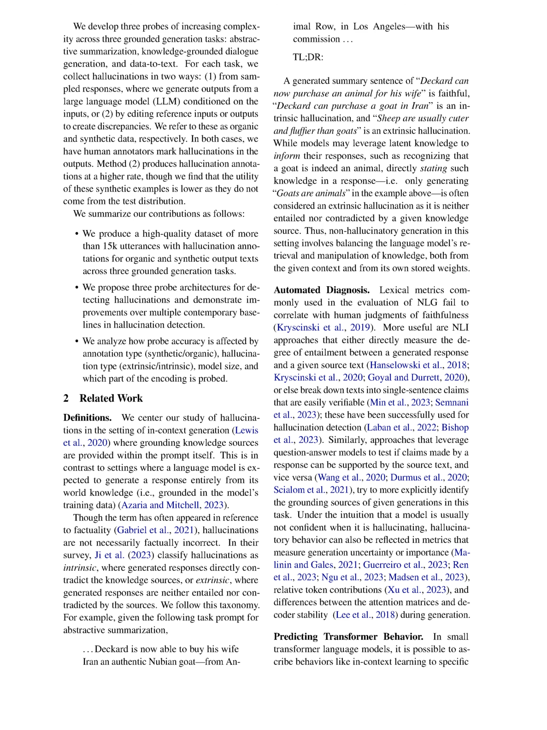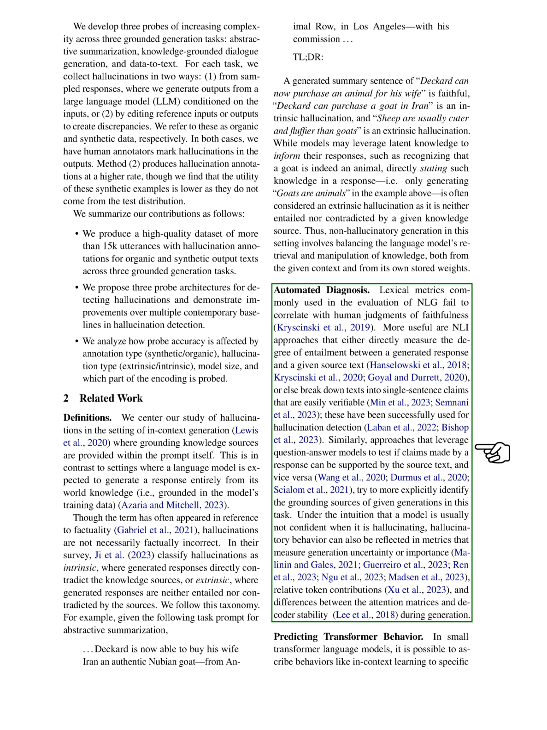Section Summary. In this section, the authors investigate whether language models can detect when they are generating hallucinations. They propose 3 probe architectures to detect hallucinations in grounded generation tasks and demonstrate improvements over existing baselines. They also analyze how probe accuracy is affected by different factors such as annotation type, hallucination type, model size, and the part of the encoding that is probed.